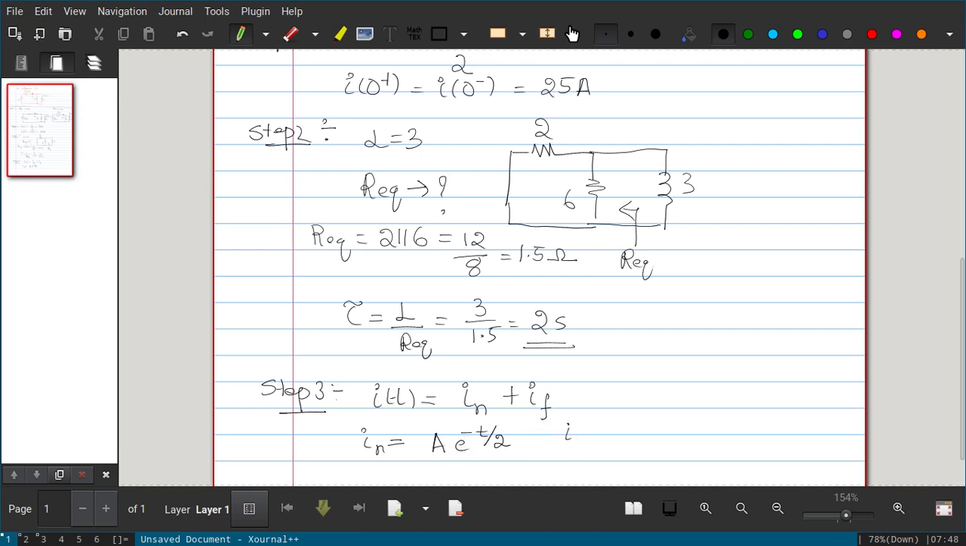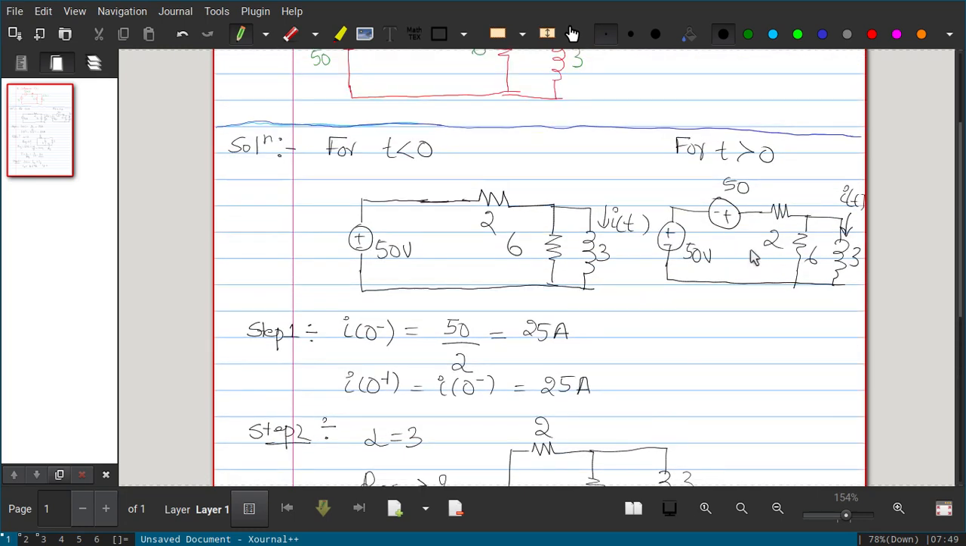First we will write If also. What is If? If we can also call it I infinity. So if the circuit is kept as it is for a longer period of time, what is the current flowing through the inductor? For that we have to see the circuit t greater than 0, that is this circuit we have to see. So here if 100 volt is kept for a long period of time, what happens? Again the inductor acts like a short circuit. So this 6 ohm will not come into picture, because this short circuit is in parallel with 6 ohm, that is nothing but a short circuit.